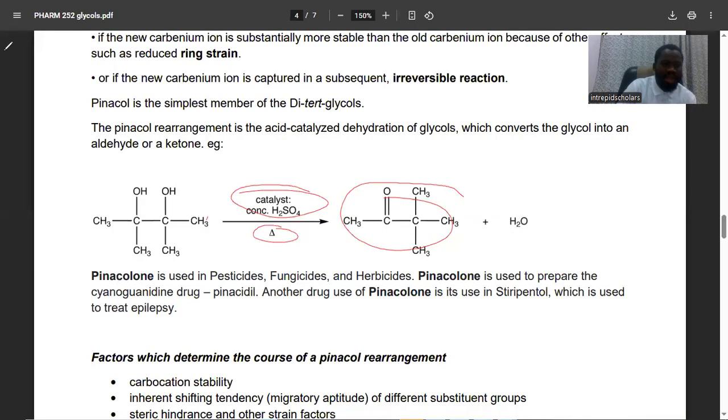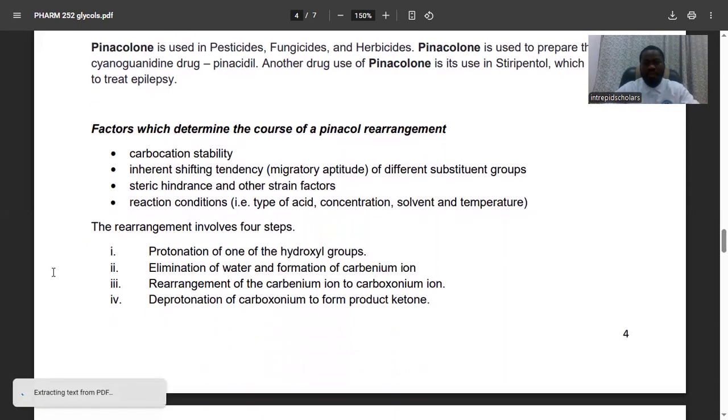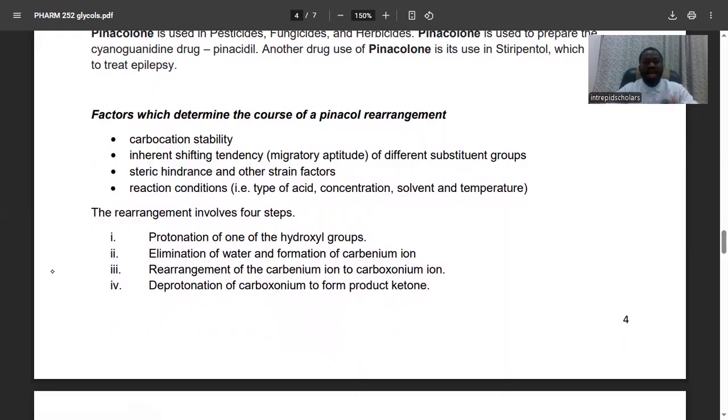Moving on, we have to talk about the mechanism of the pinacol rearrangement, because it's pinacol rearrangement since we have pinacol. Let's explore that mechanism and quickly come back. So we are seeing factors which can determine the course of the pinacol rearrangement. The first one is the carbocation stability. I've talked about it. Then the inherent shifting tendency or migratory aptitude of the different substituent groups. Now, we have steric hindrance and ring strain. We have reaction conditions.